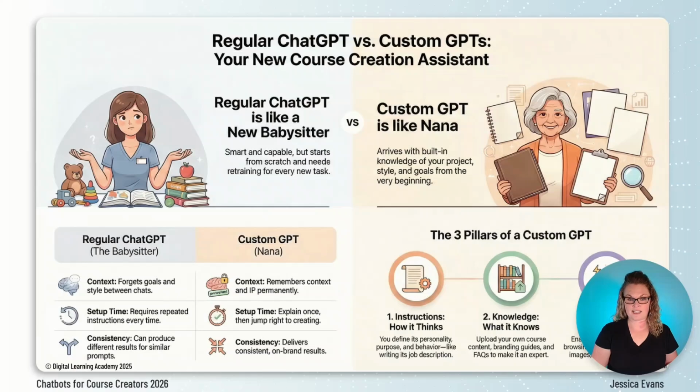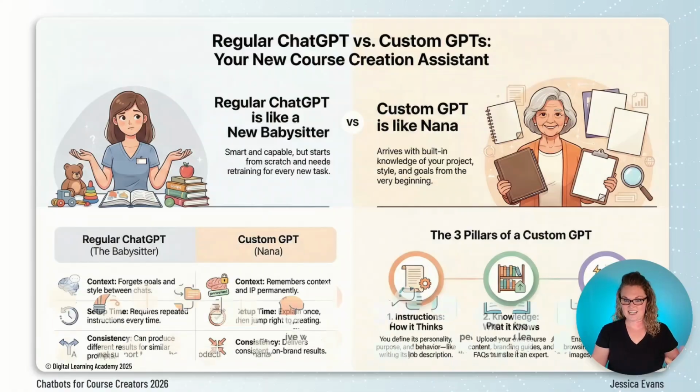To help us understand this, I oftentimes use the analogy of using different babysitters, like using and opening up a regular chat window, to using Nana and a custom GPT. So that's just the analogy that I often use to help paint the picture between what the difference is and the different strengths that each bring to a task.